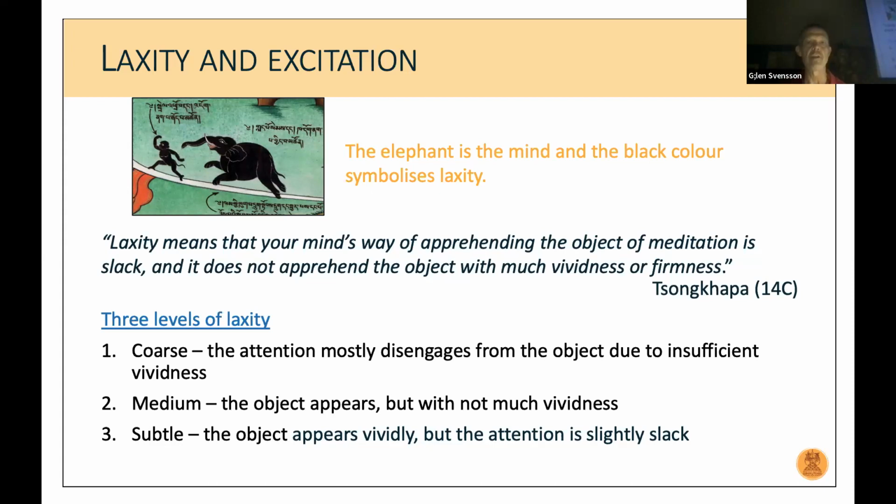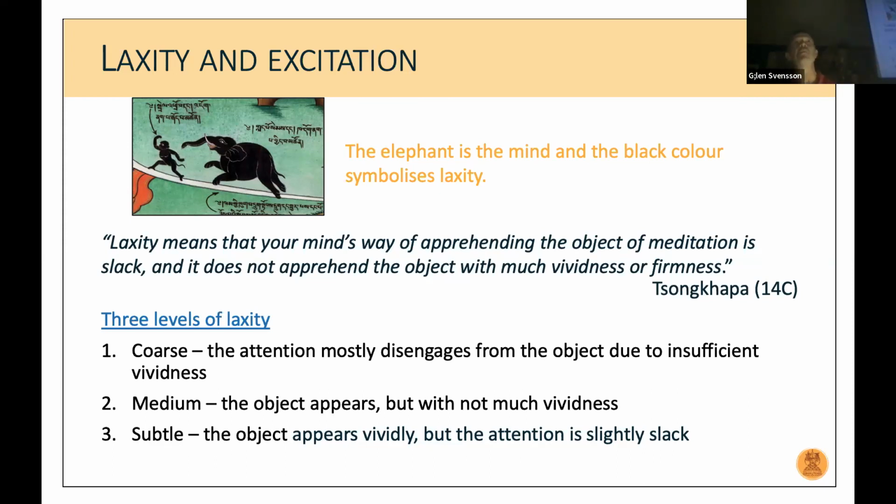It does not apprehend the object with much vividness or firmness, meaning our mind is sinking, it's becoming dull. And we have 3 levels of laxity that we can identify here. The first one is coarse laxity, which means heavy sinking. Here it's defined as the attention mostly disengages from the object due to insufficient vividness or clarity. So we're sitting there, focusing on the breath, our mind is sinking so much that we completely disconnect from the object and we're just in this completely dull state.